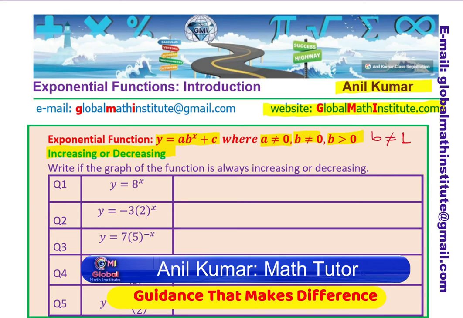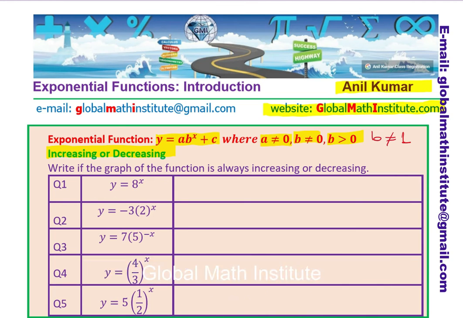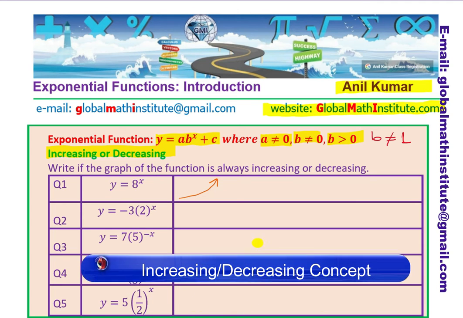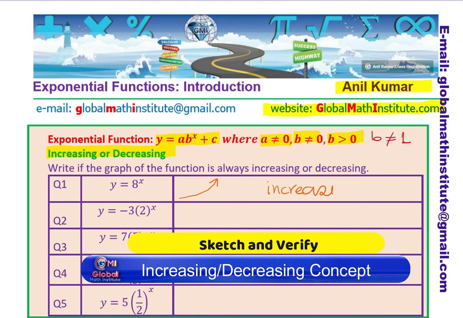The very first one here is: write if the graph of the function is always increasing or decreasing. So the very first one, y equals 8 to the power of x. Now 8 is greater than 1. This function will be always like this, so it is always increasing. I will write I for increasing from now onwards.